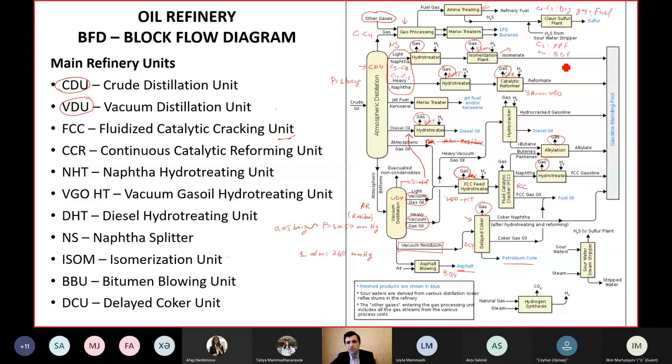When we treat H2S in the dry gas, we absorb H2S with amine treating, and H2S is sent to the Claus sulfur plant, or you can call it the sulfur recovery unit, where we produce sulfur.